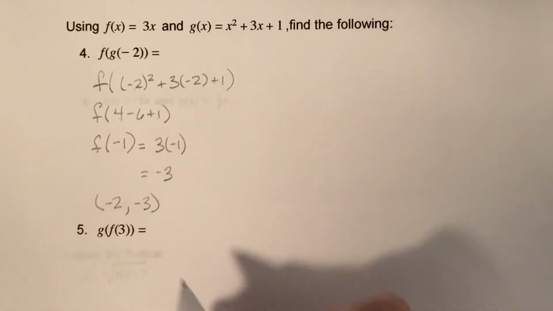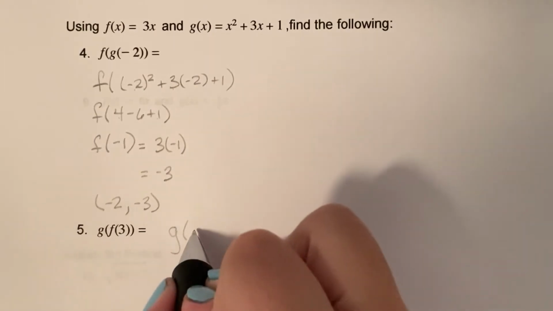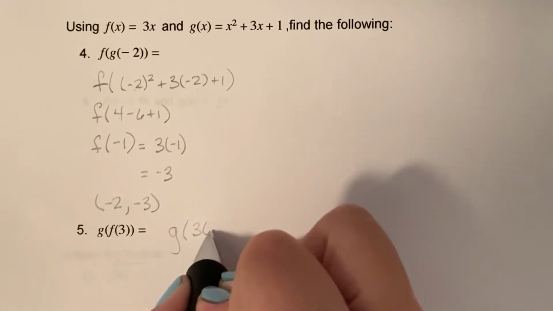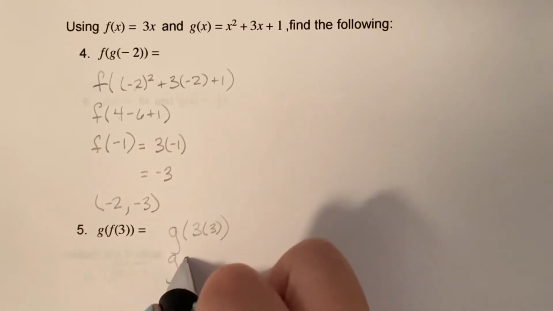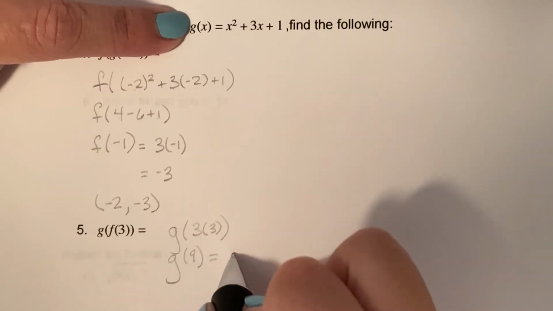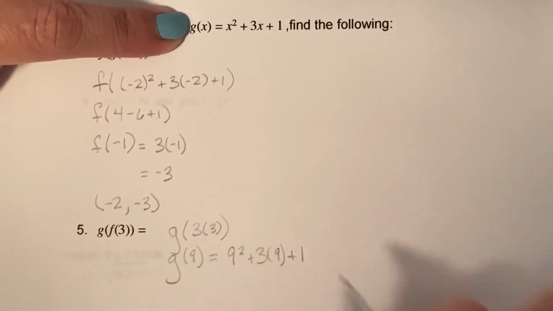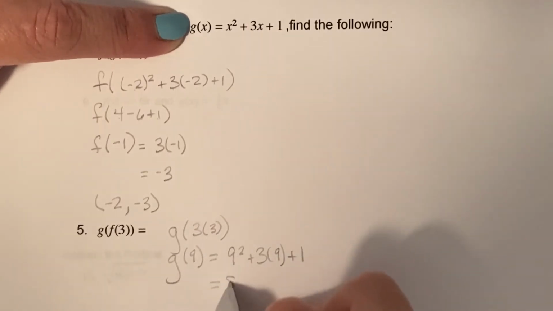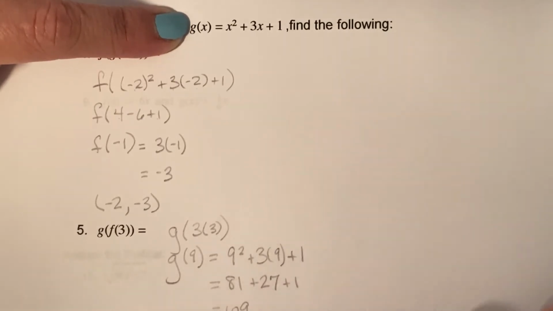Okay, same thing for g of f of 3. So g of f function, and then the x value. So that gives us g of 9. And we just do the g function. So 9 squared plus 3 times 9 plus 1. That gives us 81 plus 27 plus 1. We get 109.